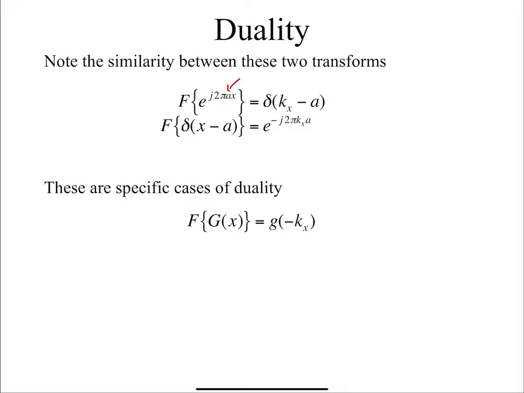That's because here, see this frequency, there's a, and so this just goes to something that has a. And then delta(x minus a), from the shifting theorem, we go to e to the minus j 2 pi kx a. So here we're seeing a complex exponential going to a shifted delta function. We're seeing a shifted delta function going to a complex exponential. There is this sort of difference in minus signs there. Okay? And so the specific case of duality is the Fourier transform of g(x) equals g(minus kx). All right? And we'll do one example of that. That is very useful.